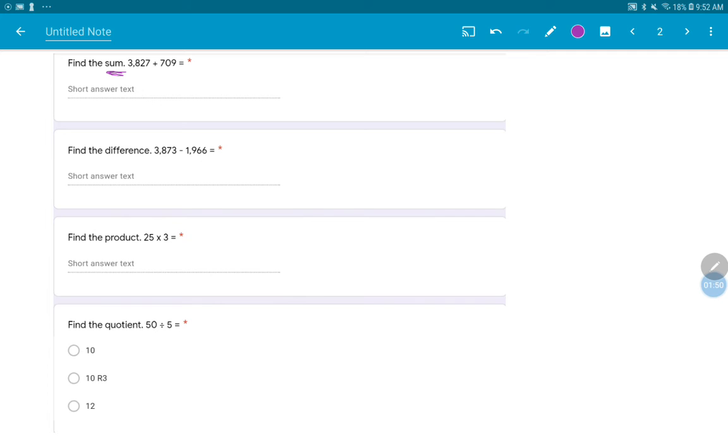What did you add first? 9 plus 7. Okay, so 3,827 plus 709. When I wrote those numbers down, why did I write the 7 in 709 underneath the 8 in 3,827? Why did I do that, Ansley? Because the 7 is in the hundreds place. Right, I have to line my place values up. So the 7 and the 8 are both in the hundreds place value.